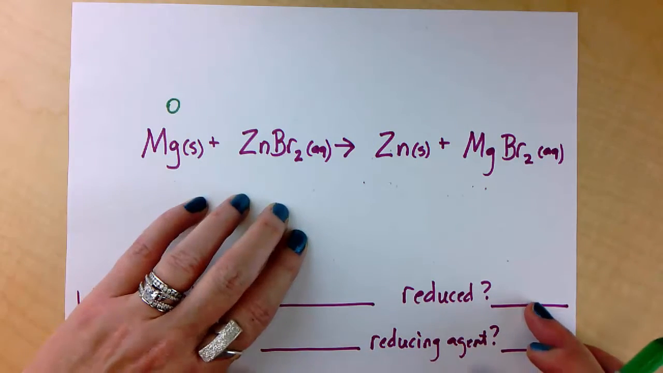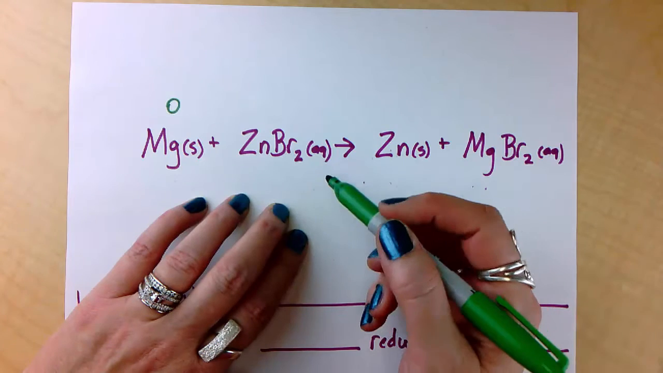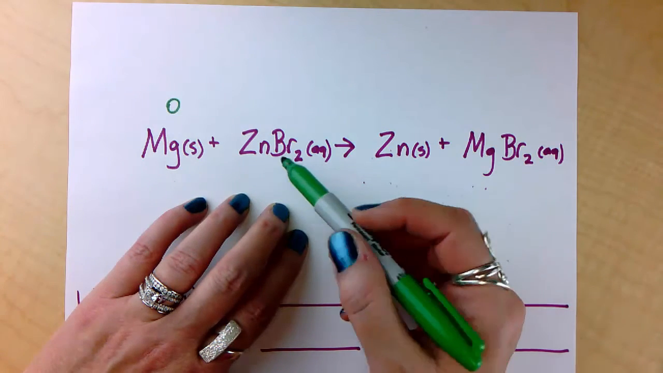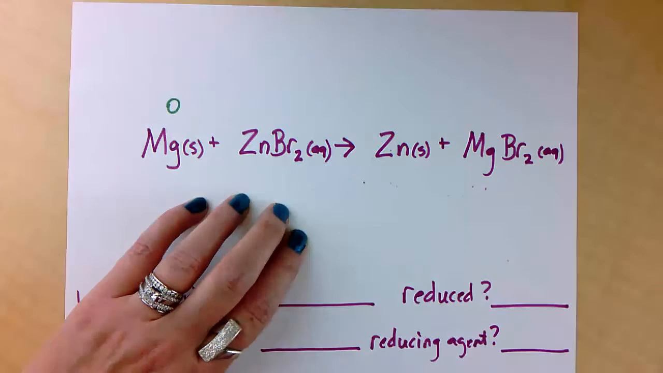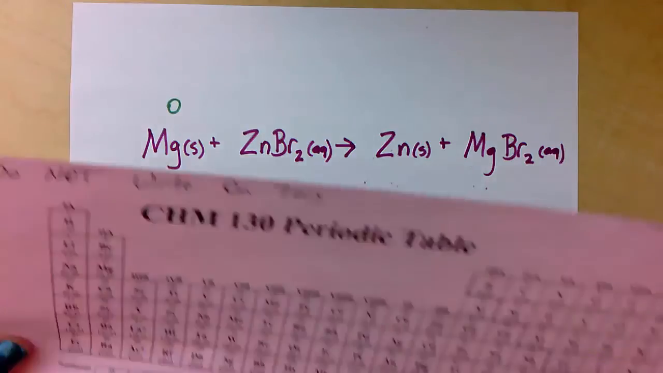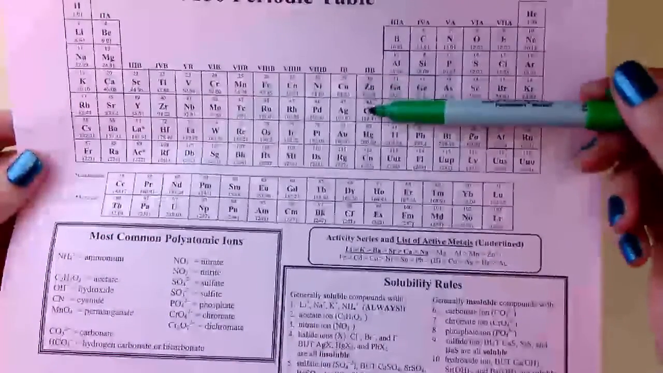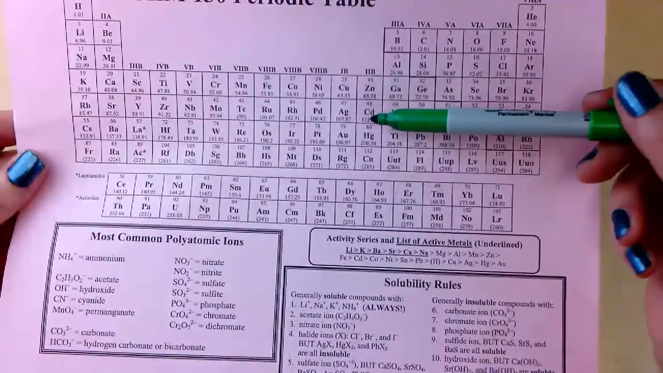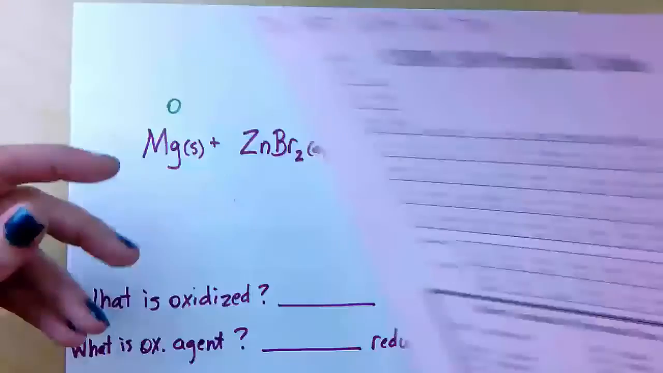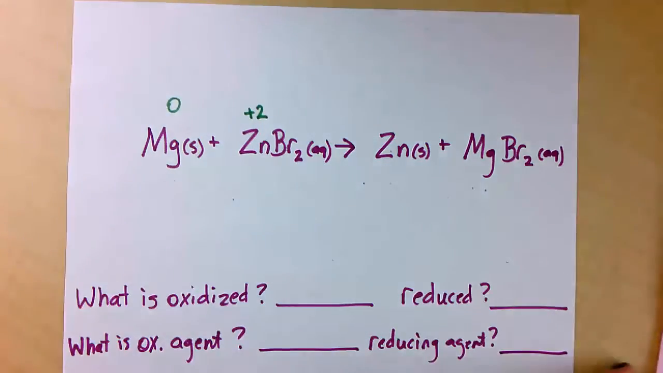Now we have zinc combined with Br in a compound. So it's not neutral anymore. We've had some electrons gained and lost here. So we're looking at charges in an ionic compound. What's the charge of zinc? Well, let's look at our table. I hope you remember that zinc and cadmium, these two, are a +2 charge when they're in an ionic compound. So Zn is +2.